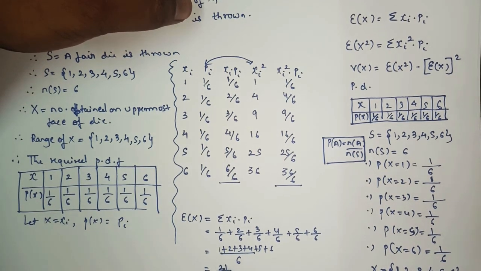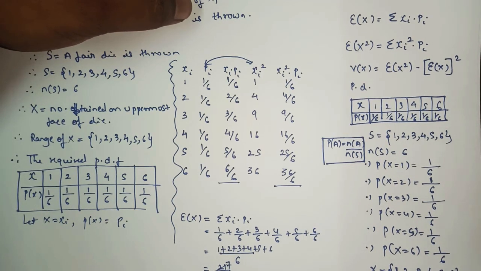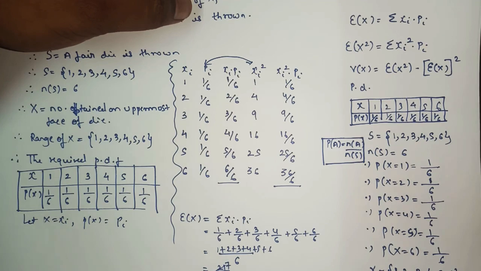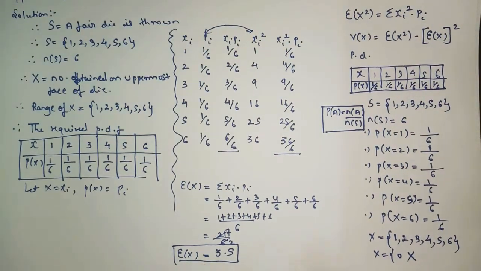Yes or no? Here we can reduce the number now. 3 sevens are 21, 3 twos are 6, so 7 by 2. The final answer will be what? 3.5. So here we got the first answer, that is the expected value. Understood? So the answer will be what? 3.5. Yes or no? Okay.